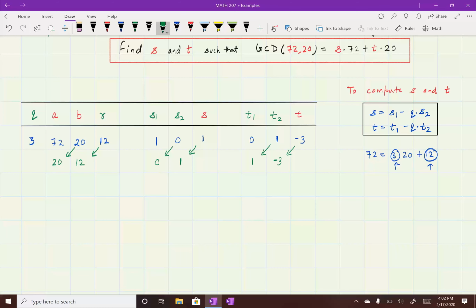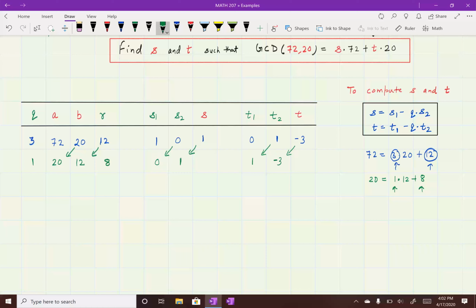So for the new values of a and b, which are 20 and 12, we can apply the division rule, and 20 can be written as 1 times 12 plus 8. So this time my quotient is 1 and my remainder is 8. So the new values of q and r are 1 and 8 here.